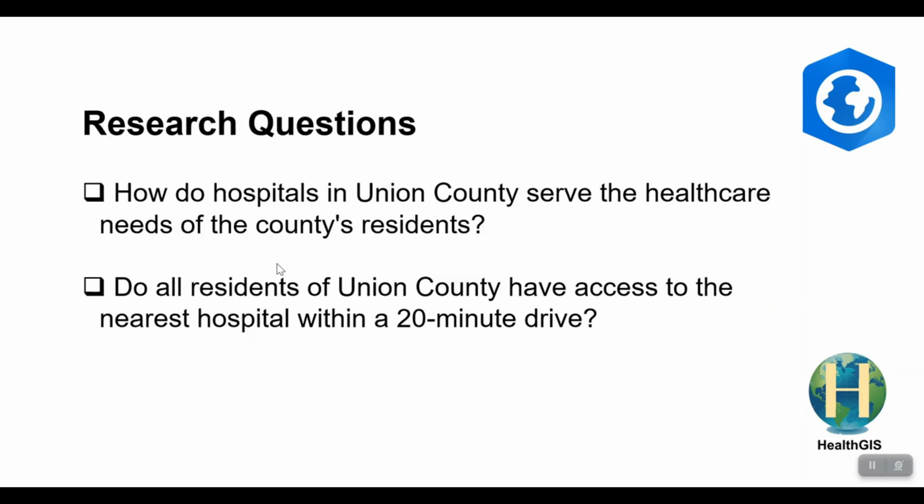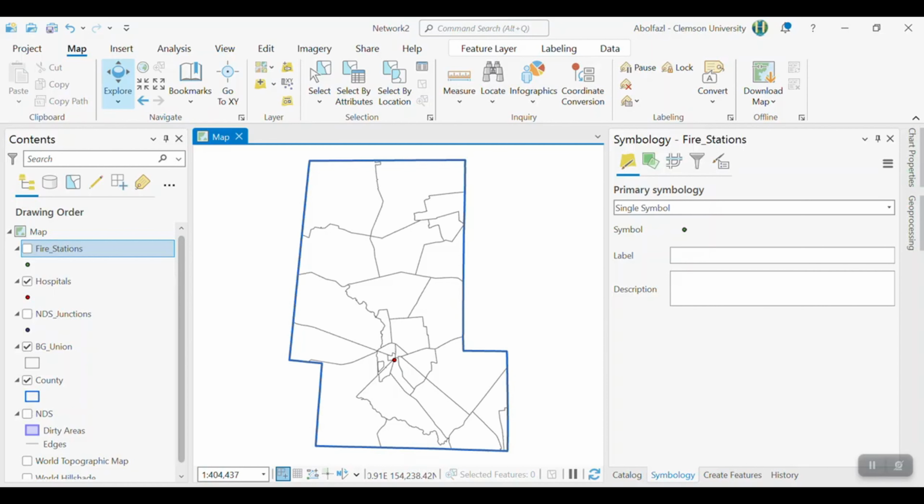So our research question is, how do hospitals in Union County in Ohio serve people? And do all people have access to the nearest hospital in this county within 20 minutes drive or not? And if not, where are the people who need to travel over 20 minutes to get to this hospital in this county? So to answer that, we need to use service area analysis in ArcGIS Pro. So let's look at the roads.